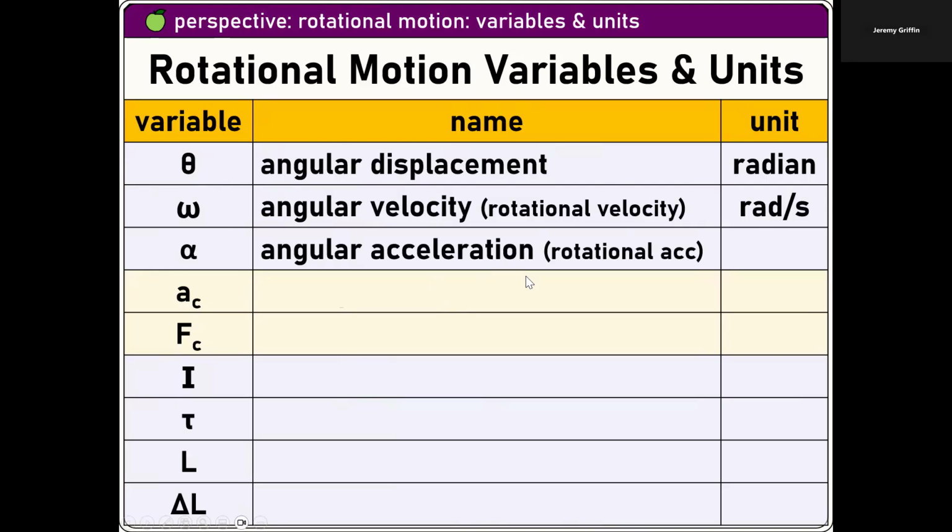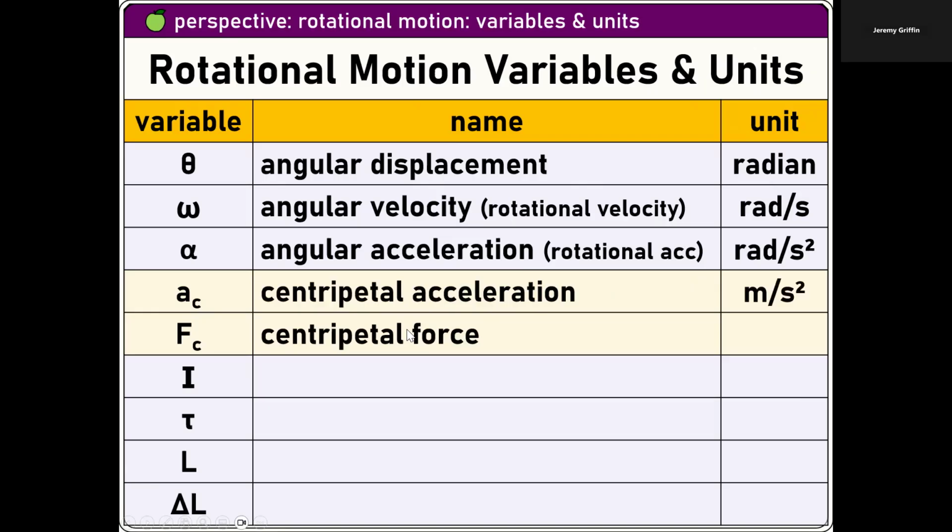Right? So if it's speeding up spinning, radians per second squared. What is a_c? Centripetal acceleration. What's the unit? Meters per second squared. F_c, centripetal force, could be in newtons.